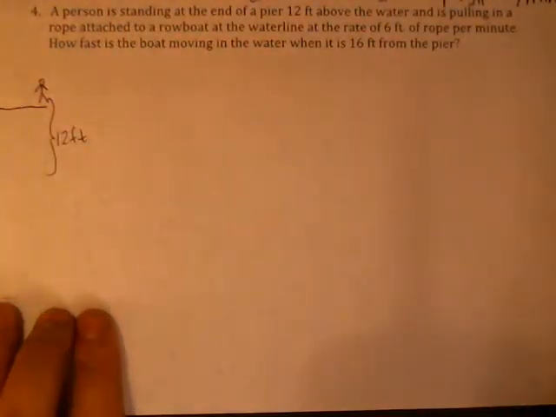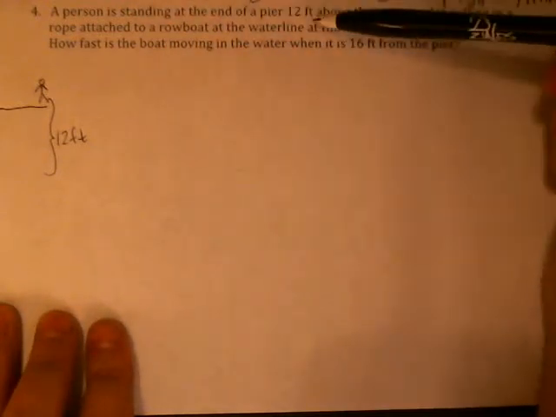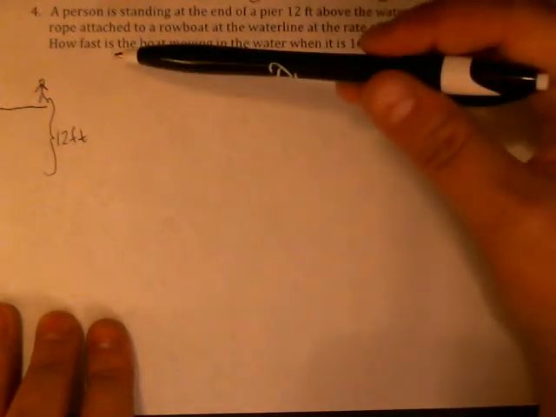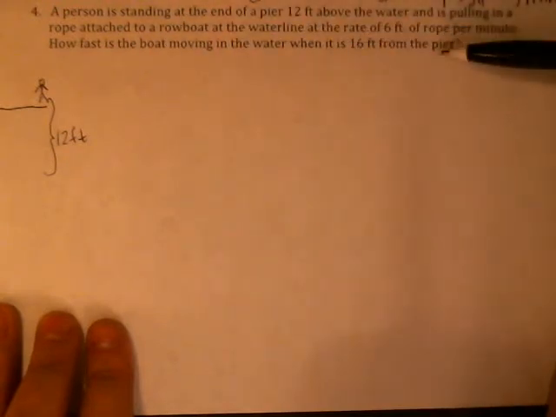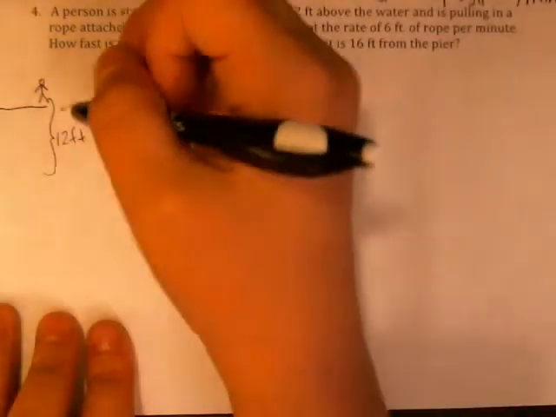And I should be careful. 12 feet above the water, and they're pulling in a rope attached to a rowboat at the water line at a rate of 6 feet of rope per minute. How fast is the boat moving in the water when it's 16 feet from the pier? Okay, so I think I was okay to label the 12 feet. The height of the pier doesn't appear to be changing in this problem.